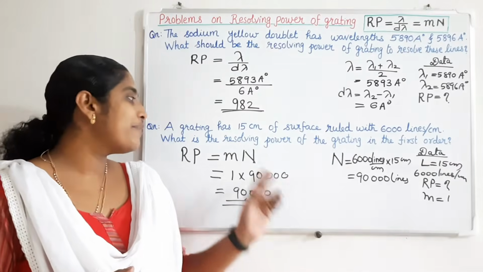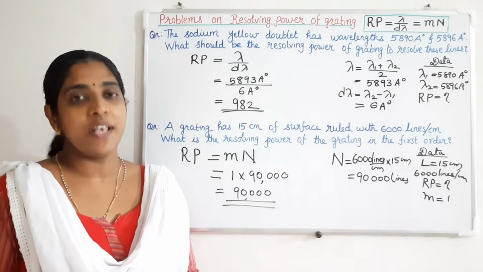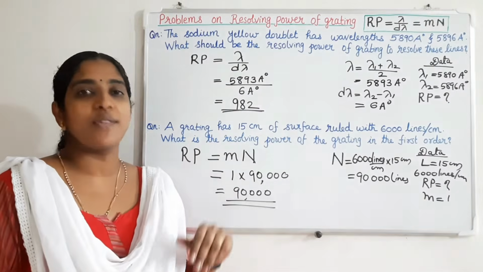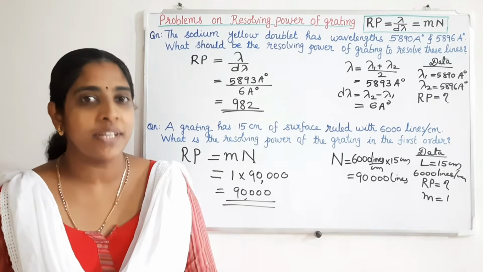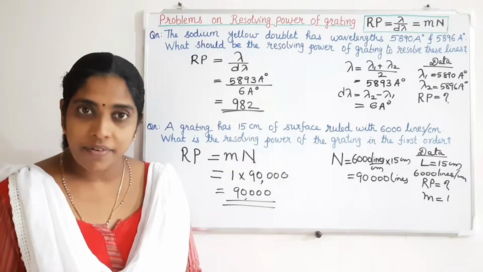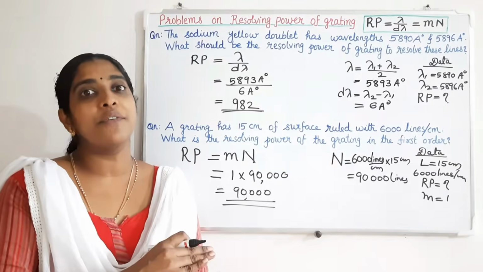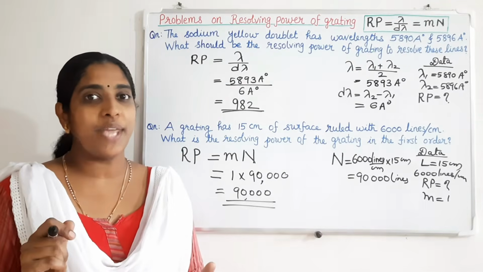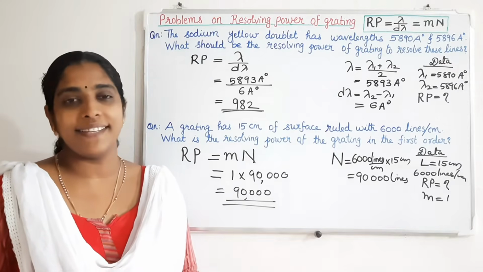The resolving power of a grating is directly proportional to the number of lines on the grating surface. So as the ruled lines on the grating increase, resolving power also increases. So the advantage of increasing the number of lines on the grating is that its resolving power will increase, its dispersive power will increase. Also we have seen in the theory of grating that the intensity of the principal maximum is directly proportional to n squared. So the intensity of the principal maximum also increases.